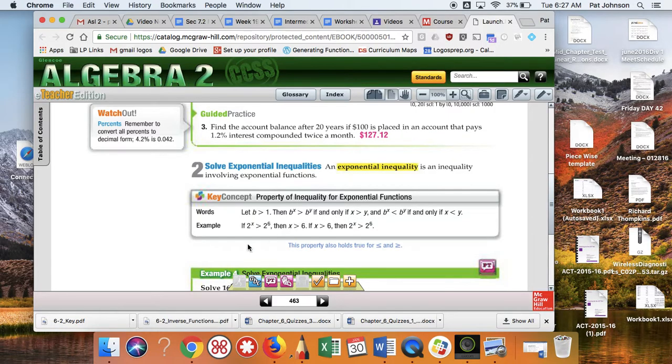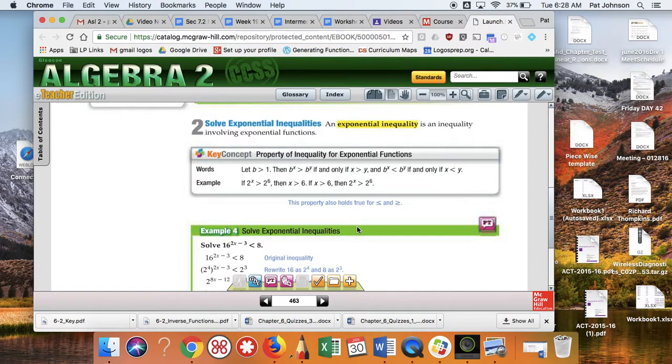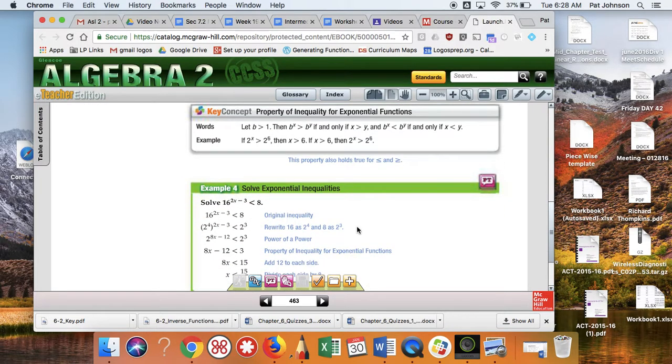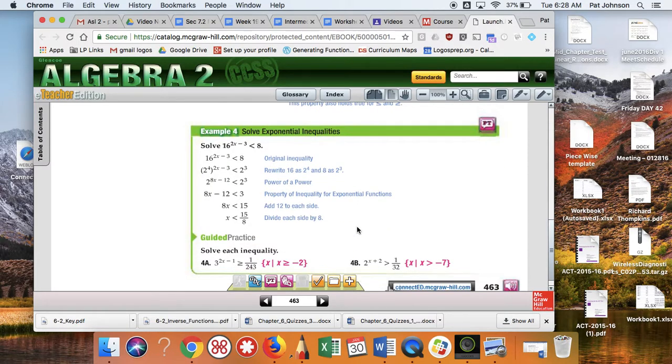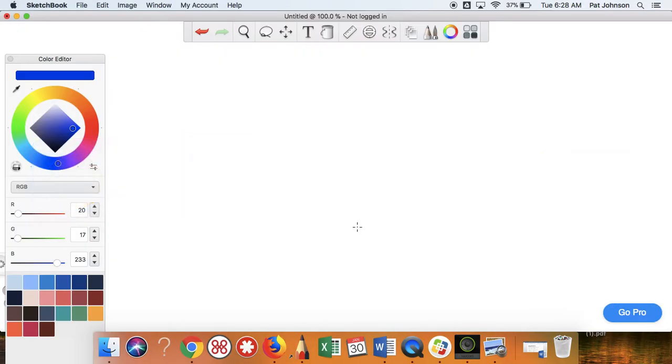You can't flip them around. So for instance, if 2 to the x is greater than 2 to the 6, then x is greater than 6. If x is greater than 6, then 2 to the x is greater than 2 to the 6. So let's look at our 2 examples. This first example: 16 raised to the 2x minus 3 is less than 8.